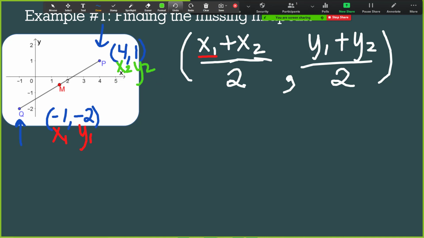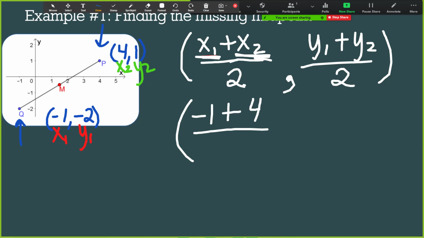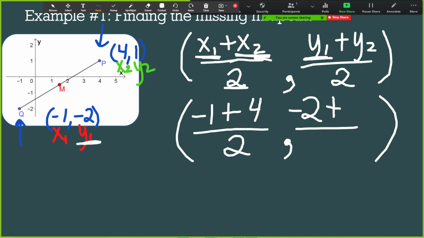Okay? So what is x1? x1 is -1. So I'm going to put -1, right? x1 is -1. Now I need to do x2. x2 is 4. So I'm going to do plus 4. And then we're going to divide by 2. Comma. Now we're going to do y1. y1 is -2. Plus y2 is +1 over 2.